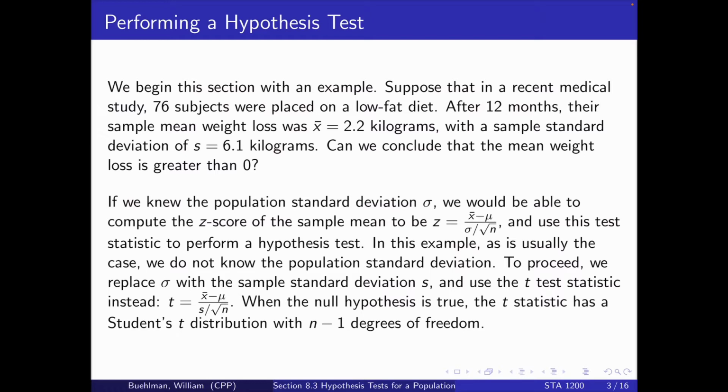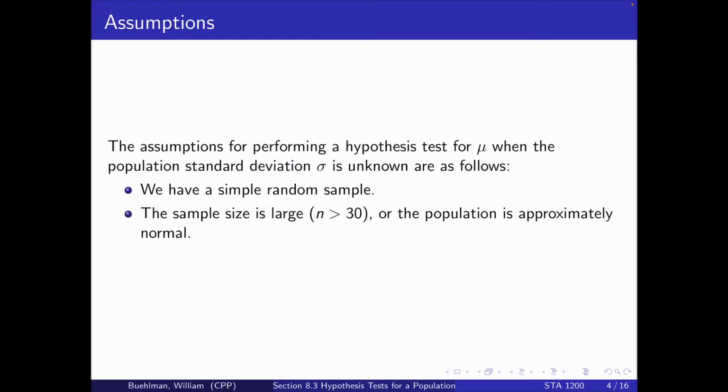So t is equal to x bar minus mu over the sample standard deviation s divided by the square root of n. When the null hypothesis is true, the t statistic has a student's t distribution with n minus 1 degrees of freedom. The assumptions for performing a hypothesis test for mu when the population standard deviation sigma is not known are as follows. We have a simple random sample, and the sample size is large, greater than 30, or the population is approximately normal.